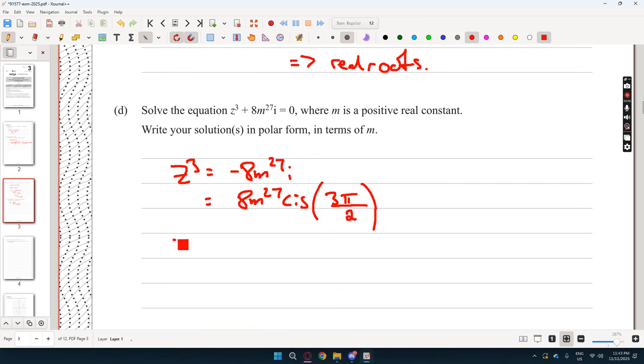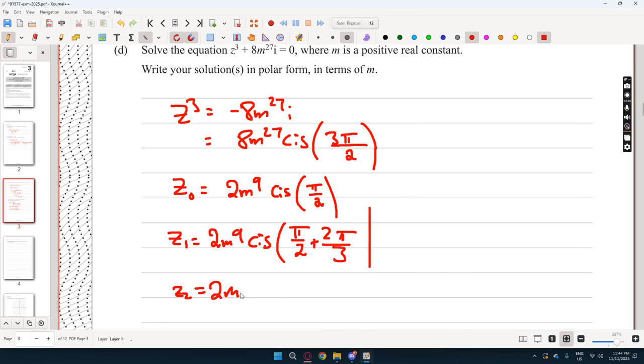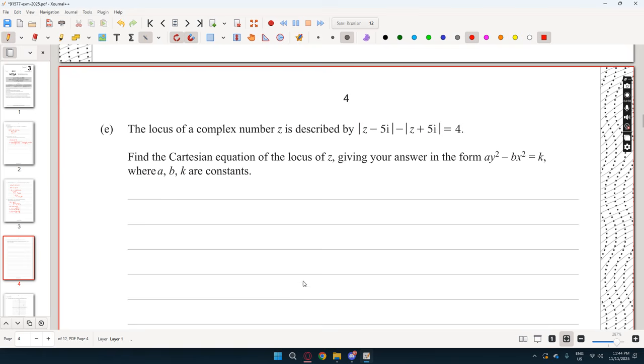Yeah, okay. So z0 equals 2 cis pi on 2. You cube that, 3 times pi on 2 gives 3 pi on 2. I mean that makes sense, yeah. It's the first solution, therefore, well, the second solution, I guess, is this plus 2 pi on 3, so 2 cis pi on 2 plus 2 pi on 3, and the next one is 2 cis pi on 2 plus 4 pi on 3. That should just about do it.